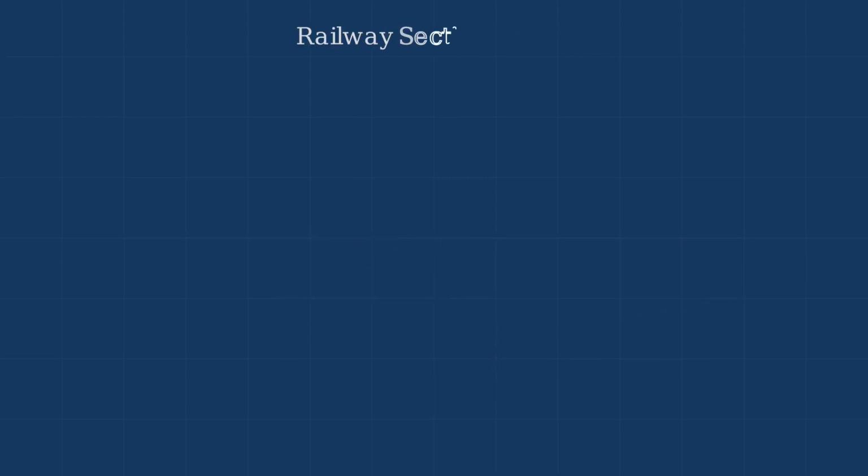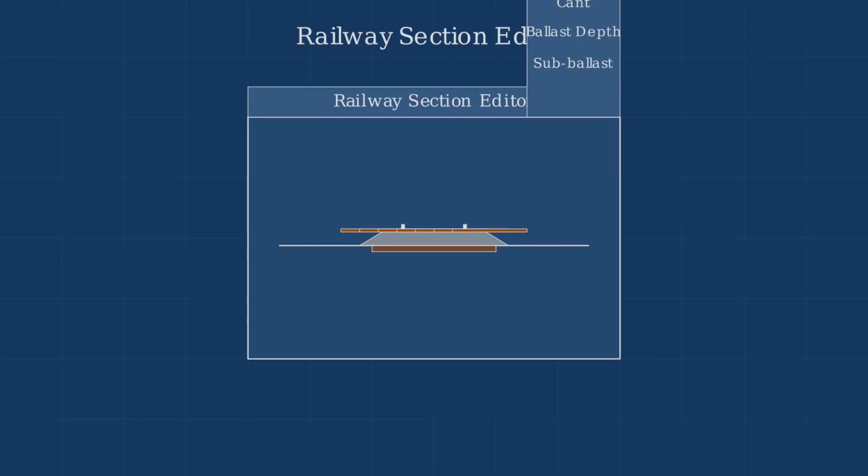The Railway Section Editor allows you to apply standard cross-sections to your alignment. Here you can define all track bed layers, including ballast, sub-ballast, and the form layer. You can also specify parameters such as track gauge, cant, super elevation, and layer depths to meet design standards.